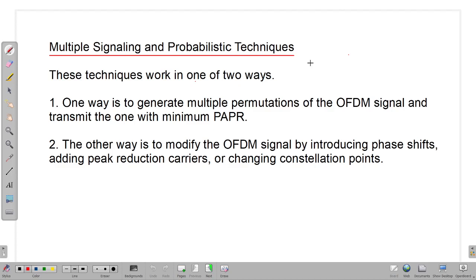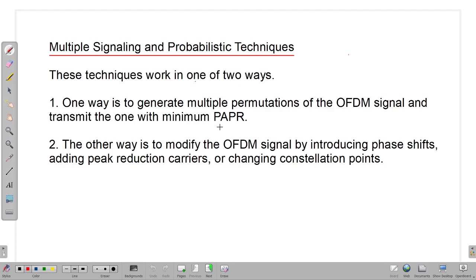We don't lose any information in the OFDM signal, and these are multiple signaling and probabilistic techniques. These techniques work in two ways. One way is to generate multiple permutations of the OFDM signal and transmit the one with the minimum PAPR. The other way is to modify the OFDM signal by introducing phase shifts, adding peak reduction carriers, or changing the constellation points.